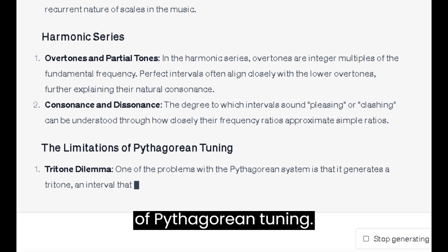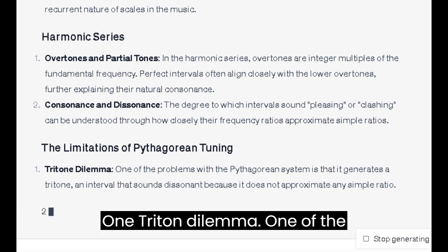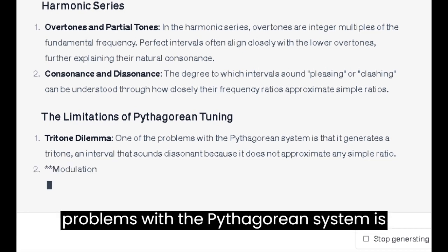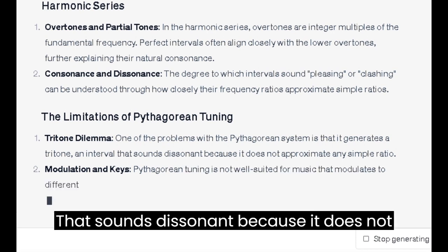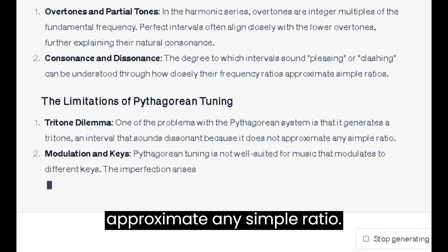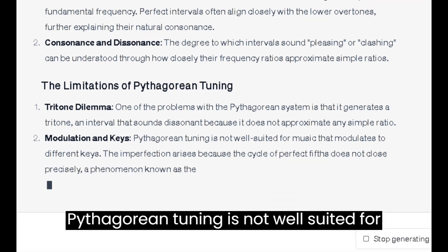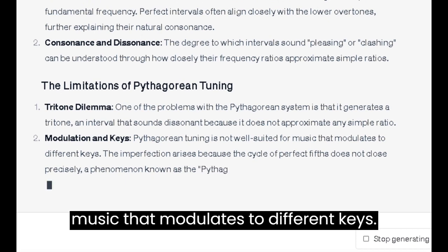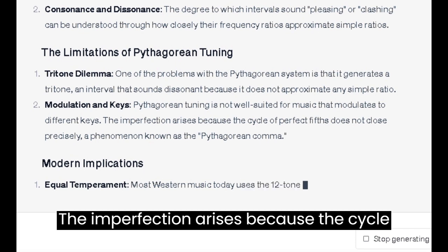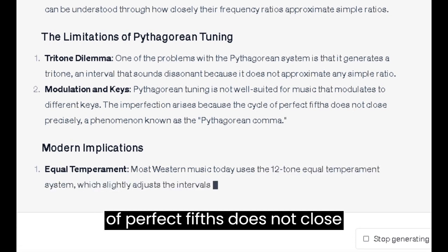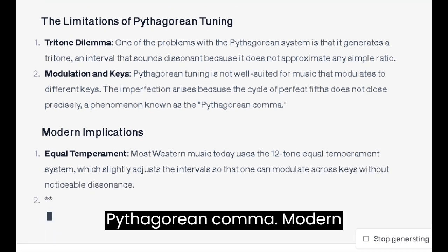The limitations of Pythagorean tuning. 1. Tritone dilemma. One of the problems with the Pythagorean system is that it generates a tritone, an interval that sounds dissonant because it does not approximate any simple ratio. 2. Modulation and keys. Pythagorean tuning is not well suited for music that modulates to different keys. The imperfection arises because the cycle of perfect fifths does not close precisely, a phenomenon known as the Pythagorean comma.